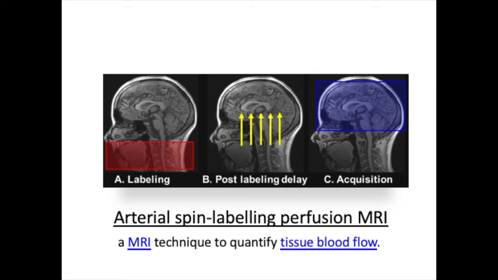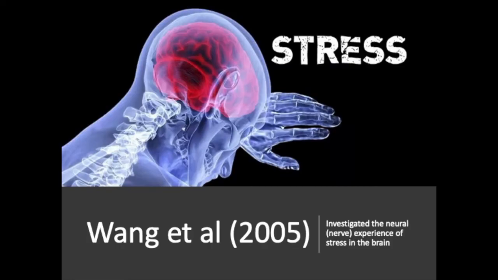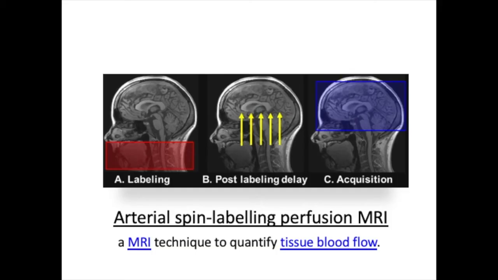So basically, let's recap. Wang et al. wanted to investigate the blood flow in the brain when you're stressed out. To do this, they used fMRI. The technique they used is called arterial spin labeling perfusion, to see the spin of hydrogen molecules, the concentration of hydrogen molecules, when someone is stressed out.